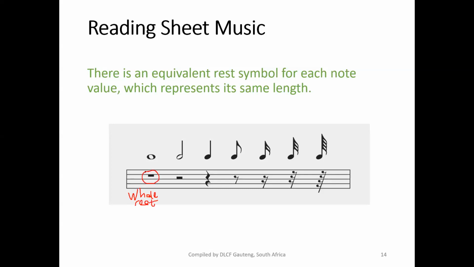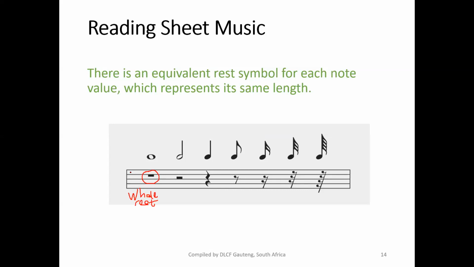Now, one easy way to recognize the symbol is to notice how they are placed on the staff, or on the stave, whichever. Yes, how they are placed on the stave. So notice the whole rest is placed at the bottom, just under the 4th line. Okay, 1, 2, 3, 4. That's there.